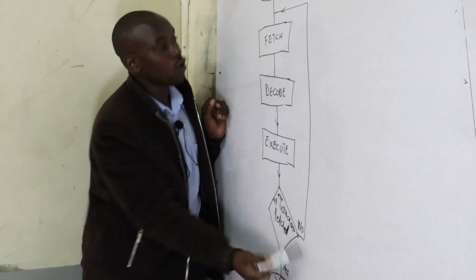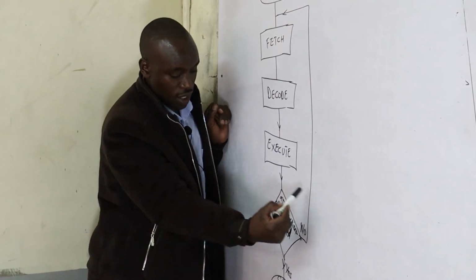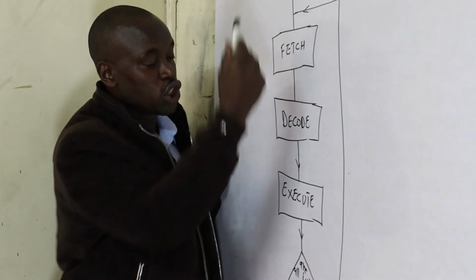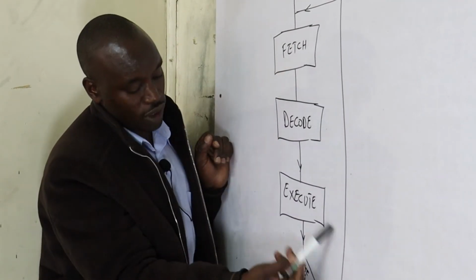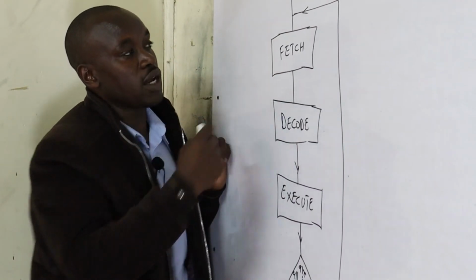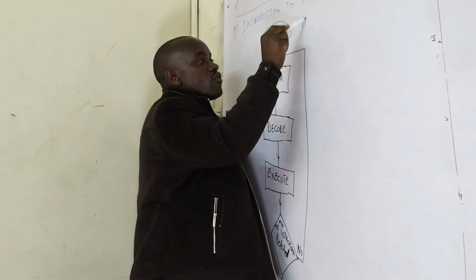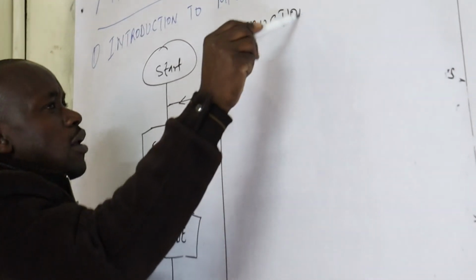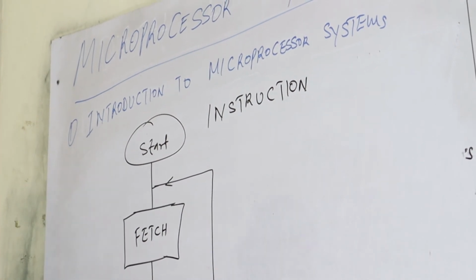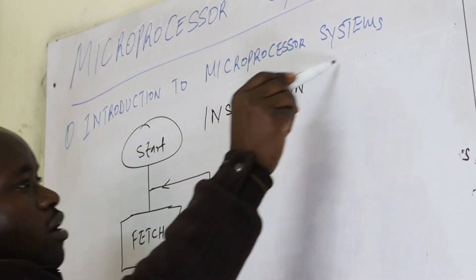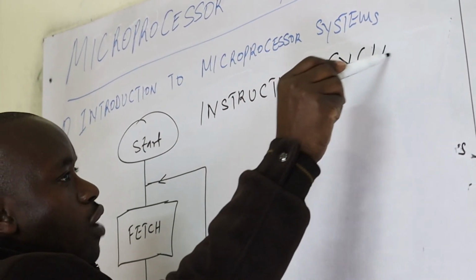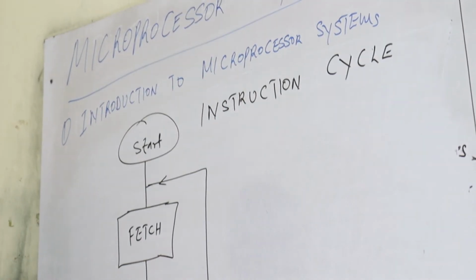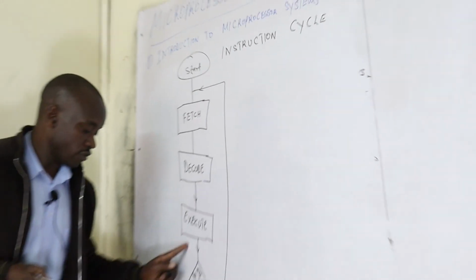No? Go back. If yes, stop. If no, then we keep fetching. If there are 10 instructions, we can have a counter and do the necessary. So basically, this is what we call the instruction cycle. If you hear that you should draw a diagram describing the instruction cycle, you draw this, and you talk about fetching the instruction, interpreting or decoding, then you execute.